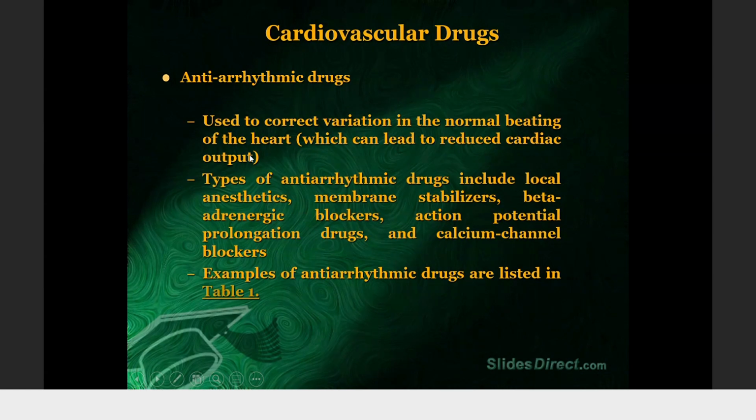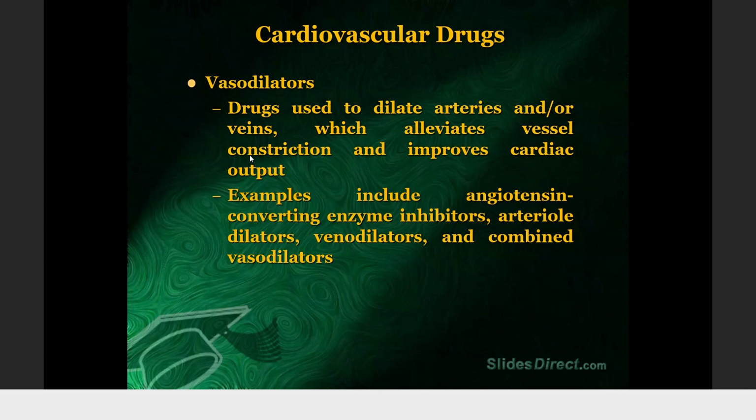Alright, another drug action they have on the cardiovascular system is vasodilators. Vasodilators are drugs used to dilate arteries and veins, which alleviates venous constriction and improves cardiac output. We have 4 types of drugs that can be used as vasodilators. We have the angiotensin converting enzyme inhibitors. An example of this drug is enalapril. The spelling is E-N-A-L-A-P-R-I-L, enalapril.